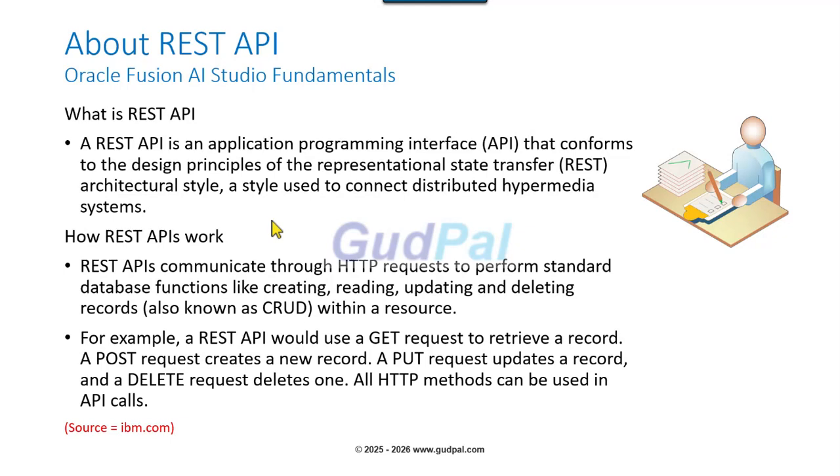So how does a REST API really work? REST APIs communicate through HTTP requests to perform standard database functions like creating, reading, updating, and deleting records, also called CRUD, within a resource. Just like SQL statements, where you can use SQL DML statements for creating a new record, updating an existing record, deleting a specific record or more than one record, or reading records.